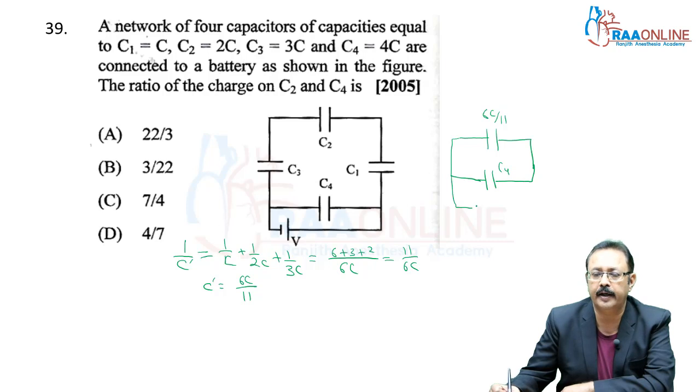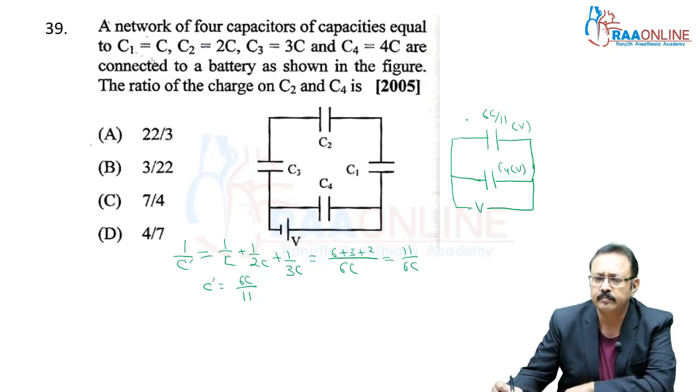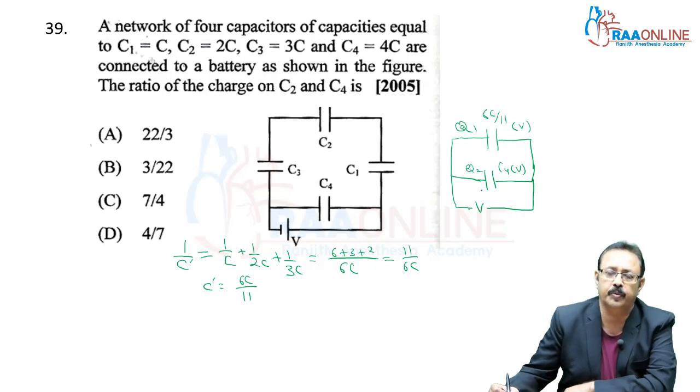But these two are in parallel, so the potential is the same but the charge will be different. Both will get the same potential V. So for the charge on this, suppose I give the charge on this Q1 and the charge on this Q2.